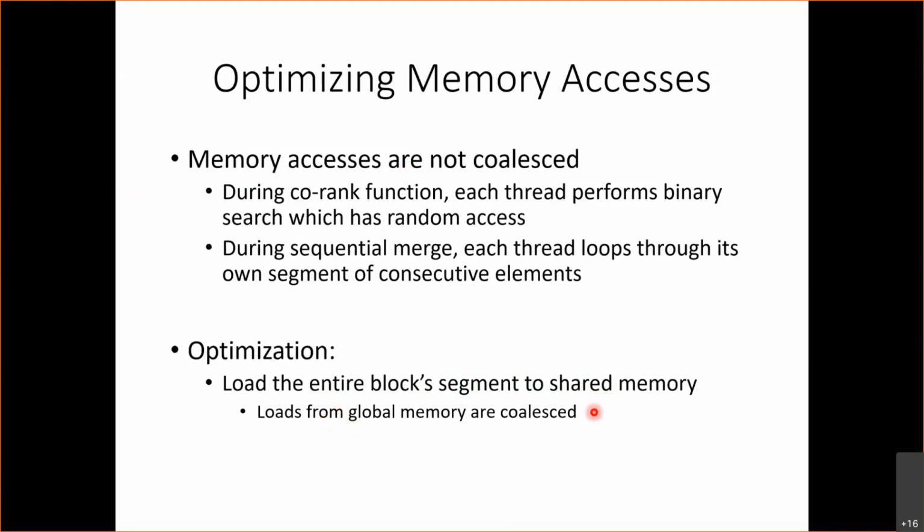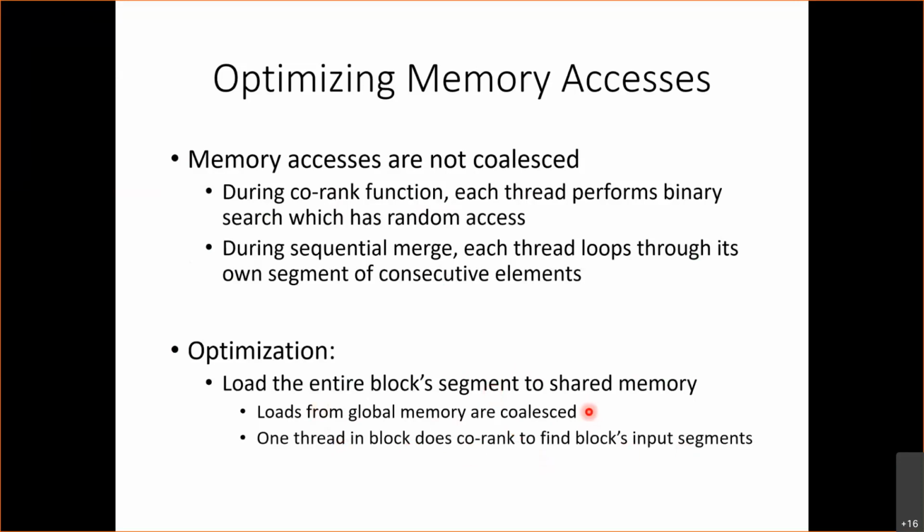Also, if we are only finding the segment for the entire block, that means only one of the threads in the block needs to do the corank function. I don't need to do corank for all the threads in the block in global memory. So I do one corank to find the whole block segment, and then I load it from global memory in a coalesced way.